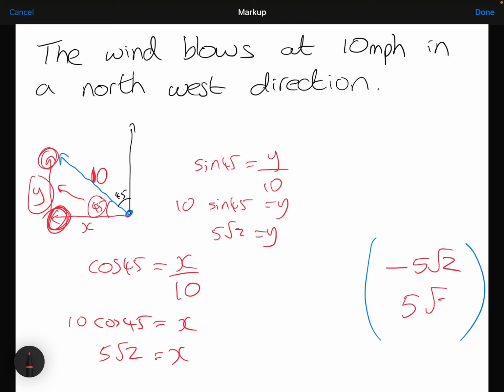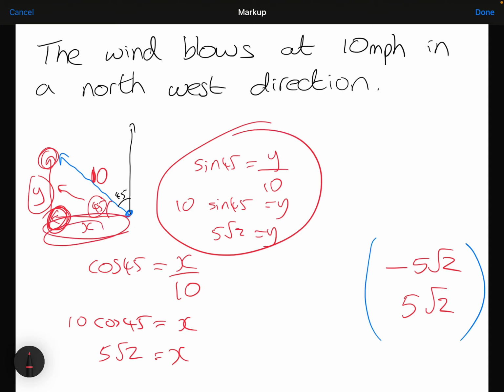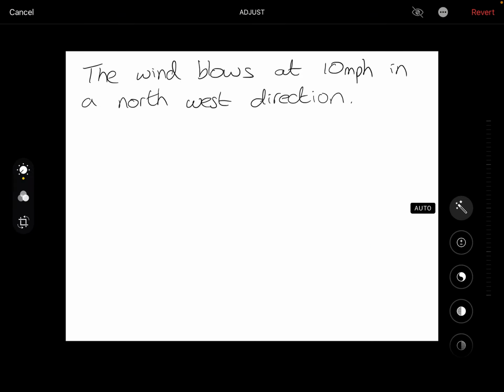And hopefully some of you would have spotted that actually I didn't need to do this calculation here, because if this side here is 5 root 2, then this side here must be 5 root 2 as well, because this is an isosceles triangle. A 45 degree right angle triangle is an isosceles triangle. Anyway, last example now for this video.